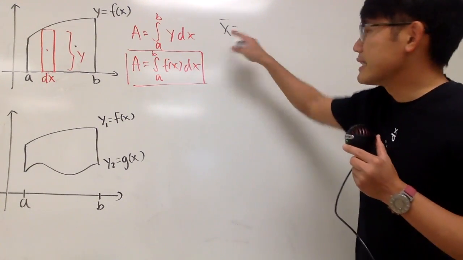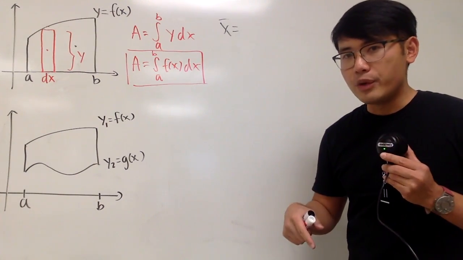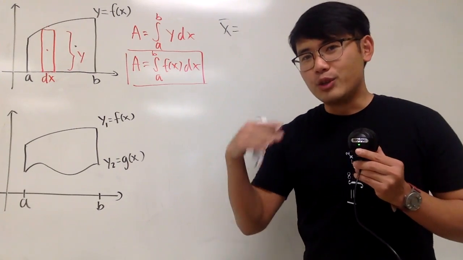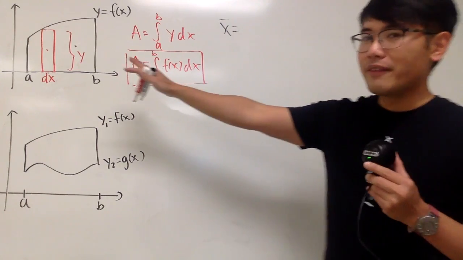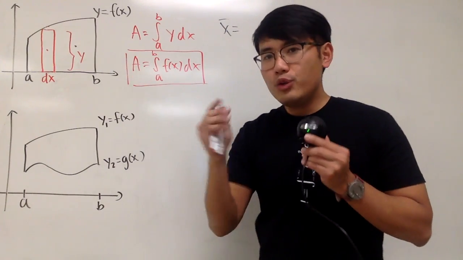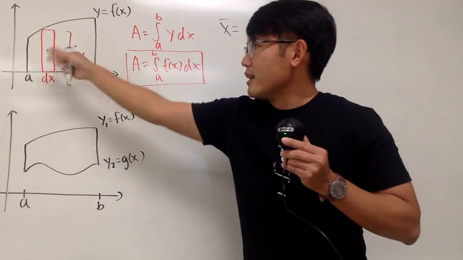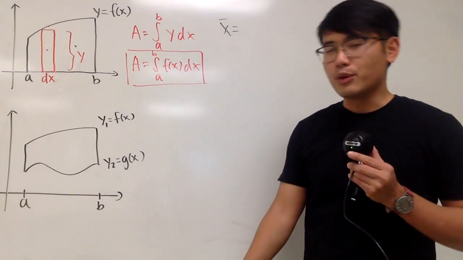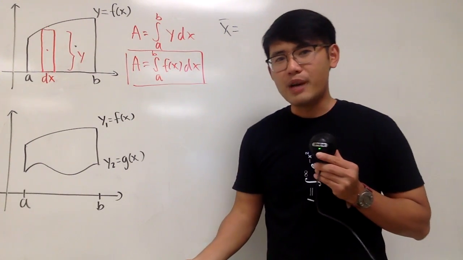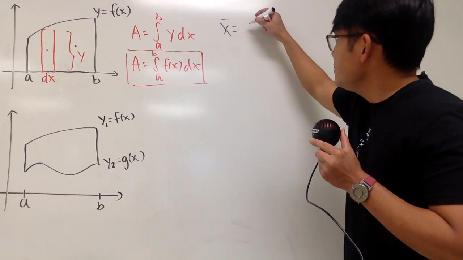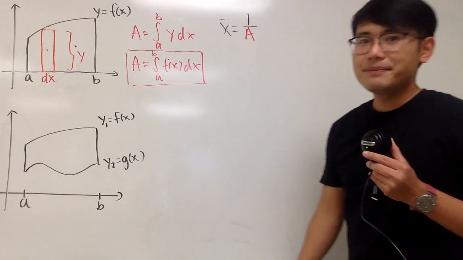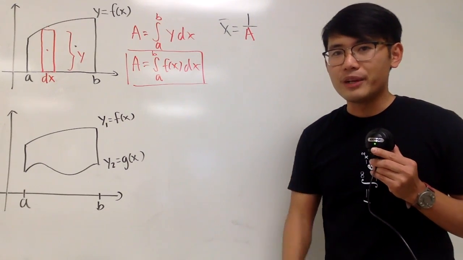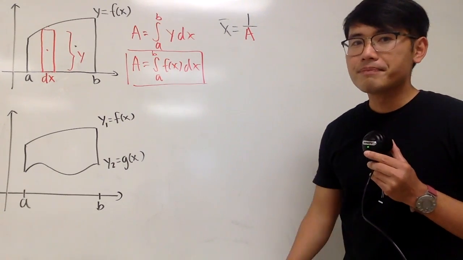Now, this is what we need. First of all, when we have x bar, we need to divide it by the area. It's seriously just like the total moment over the total mass. And when you have a region, if you are assuming you have homogeneous, like the density is equally distributed and all that stuff, you just need to divide it by the area, right? So let me just put that down right away. 1 over A, right? 1 over A divided by the area, which is this part.